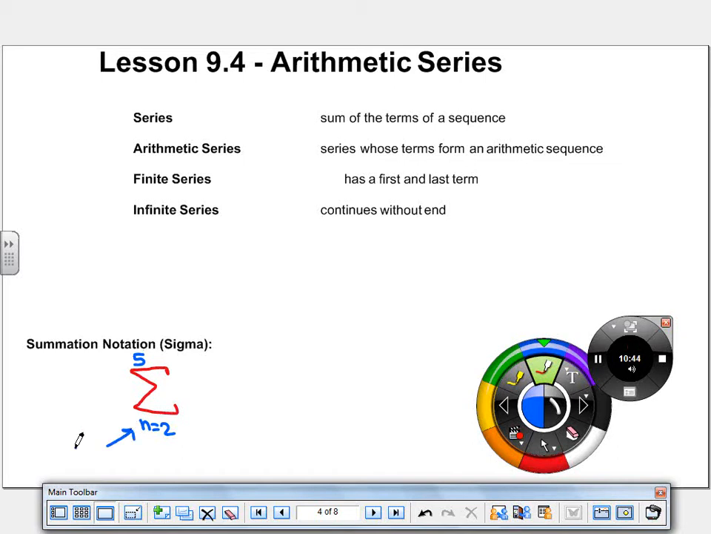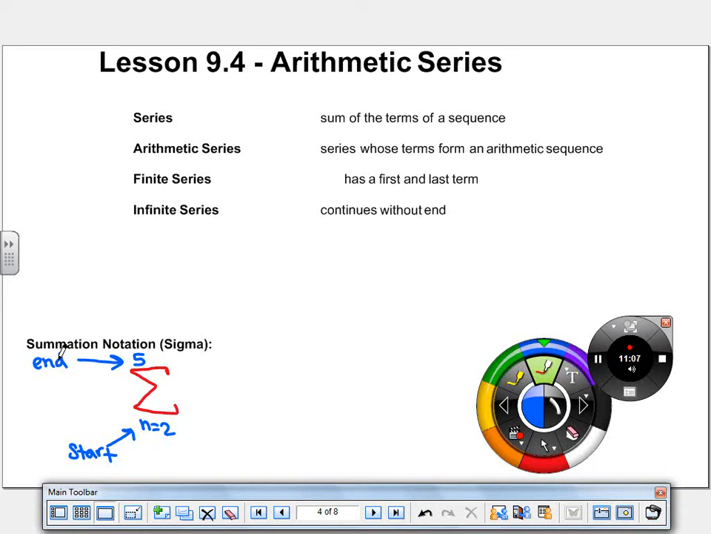This is telling you which term to start with, and this is telling you which term to end with. So if this was written out as a list, you would basically be adding together the second term all the way up to the fifth term. So you would be adding the second, the third, the fourth, and the fifth term together, and that would be it. Does that make sense?